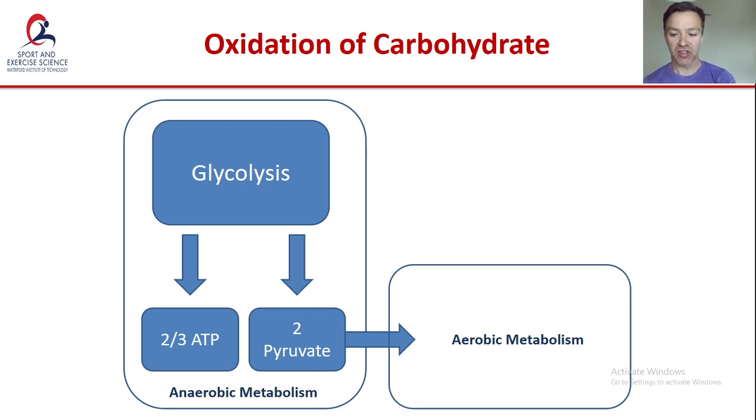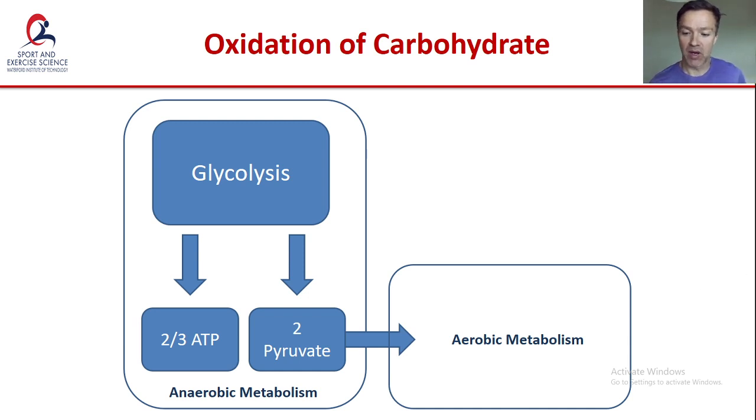The end product of glycolysis is the production of 2 pyruvate molecules. So we see those here. Glycolysis, we know that it's a 10-step system, and it gives us 2 or 3 ATP molecules depending on what the original source of carbohydrate was, and it also gives us 2 pyruvate molecules. And we said that those 2 pyruvate molecules can then go on to be metabolized aerobically to produce more energy, and that's what we're going to look at today.